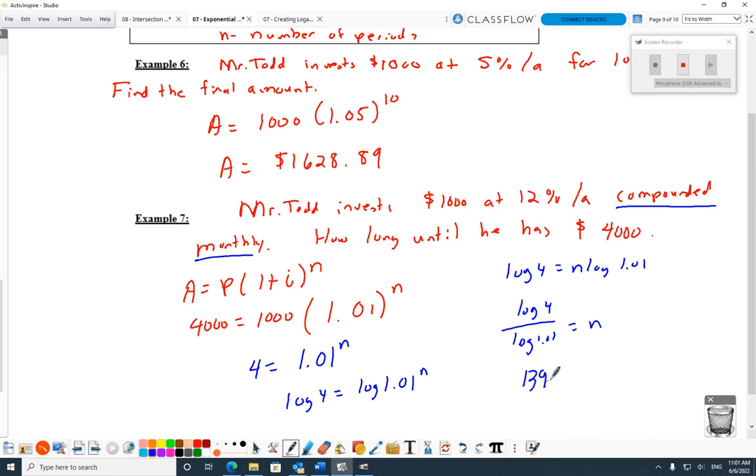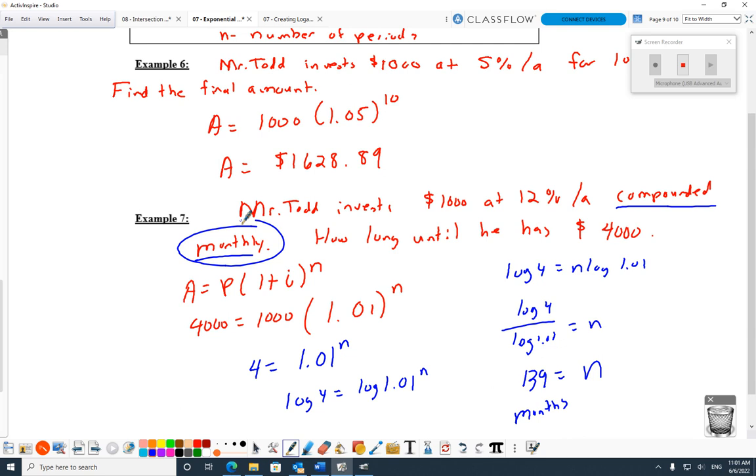139? 139 years? It's not right. That's not right. It's not 139 years. 139 months. This formula calculates how many periods have gone by. We were doing compounded monthly, so that's the number of months. That's the other quirk with the compound interest formula, is your n isn't years.